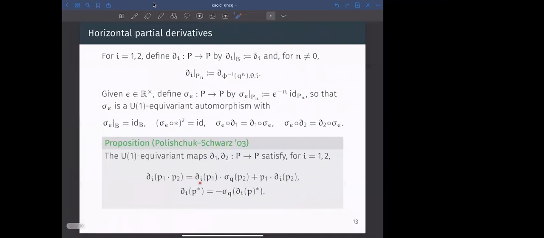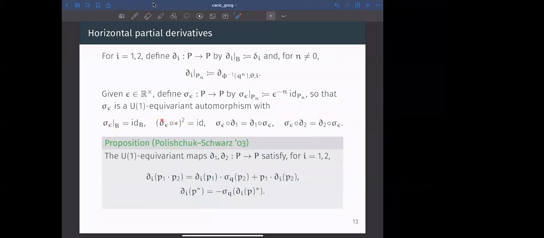So this is where the right module structure is going to come from for us. For convenience, for i equals 1 or 2, let's package all the relevant constant curvature connections together with the ith partial derivative of the base into a single map del i from P to P. And given a non-zero real scaling factor epsilon, let sigma epsilon denote the relevant modular automorphism of P. So the restriction of sigma epsilon to degree n is just rescaling by epsilon to the minus n. So this restricts to the identity on the base.